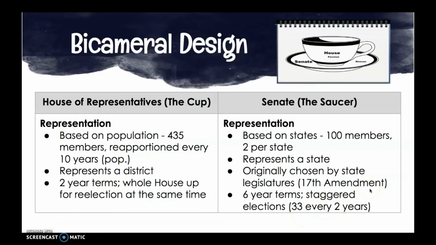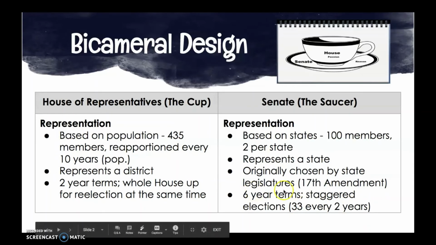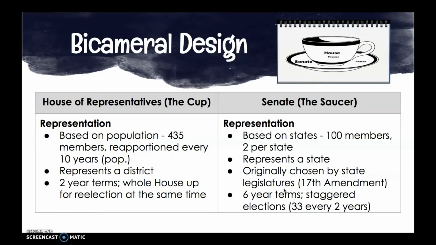So the purpose of this: 6-year terms insulate the Senate from public opinion more than the House. They don't have to worry about being voted out of office so soon. It's more consistent. These staggered elections make it more continuous as well. And if you want to think about this saucer and cup analogy, the idea was the Senate was supposed to be the body of uniformity and order for the framers of the Constitution.